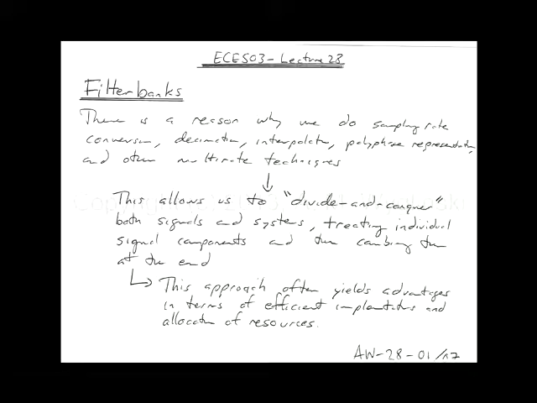Filter banks are also found in what wireless technology? Wi-Fi. And actually, it is also used in 4G, LTE. This is something I'm more familiar with. There's a technology called orthogonal frequency division multiplexing, or OFDM. That is a very, very computationally efficient form of filter banks.